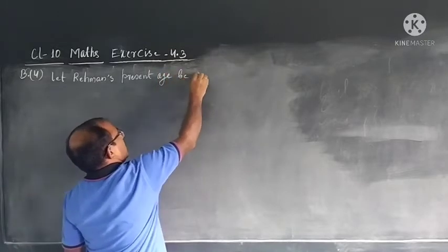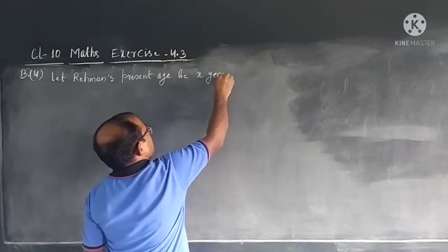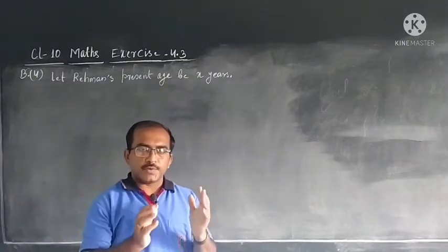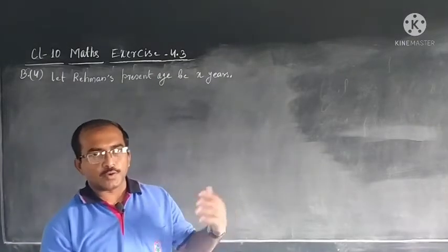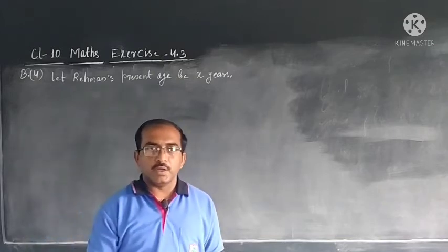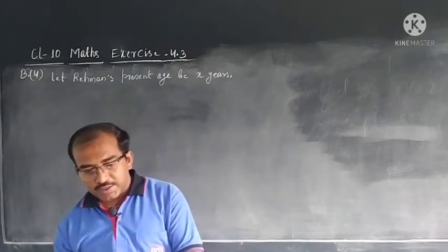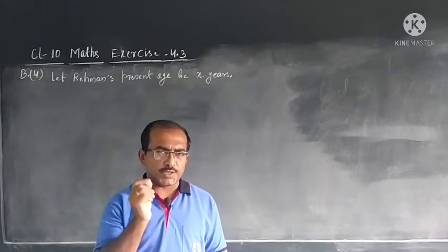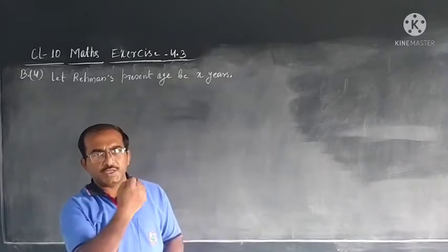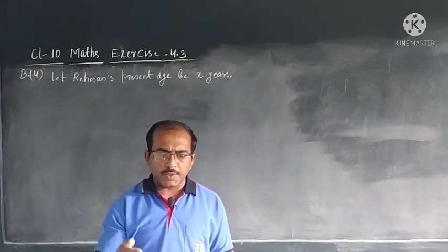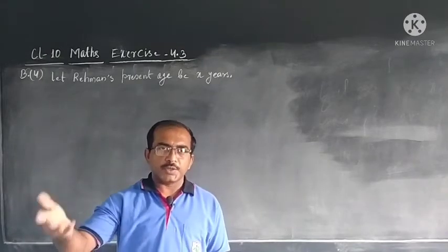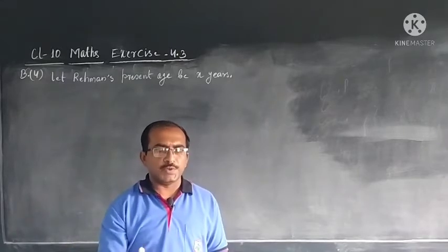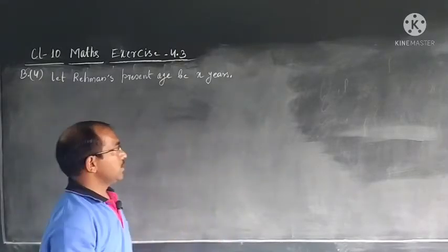Then, when we see the question, so many terms are there. First is the sum of the reciprocals of Rahman's age 3 years ago and 5 years from now. If his present age is x, 3 years ago will be 3 years less, and 5 years from now means after, so it will be 5 years plus the present age. I hope it is clear to you. So, let us do that.